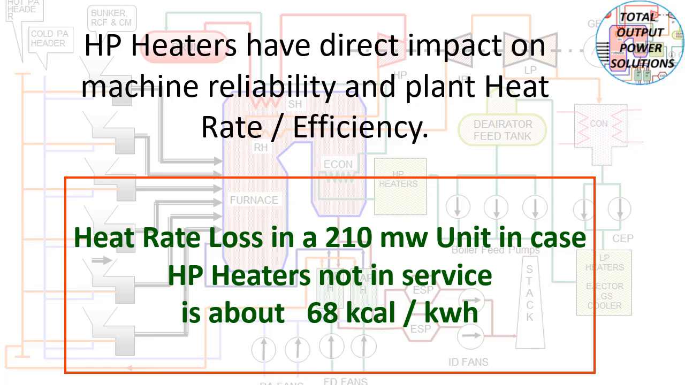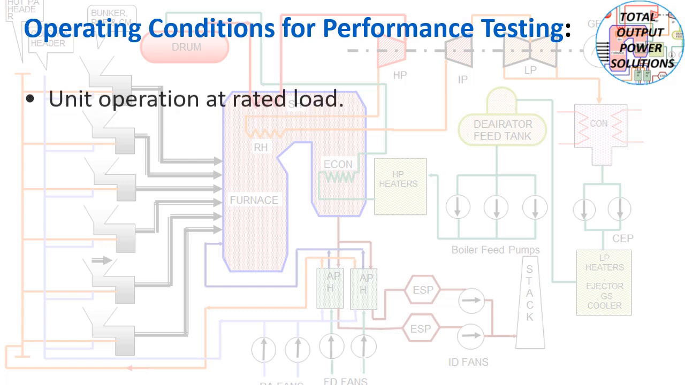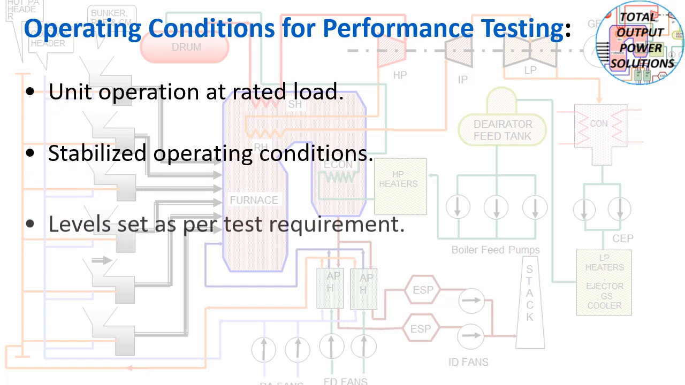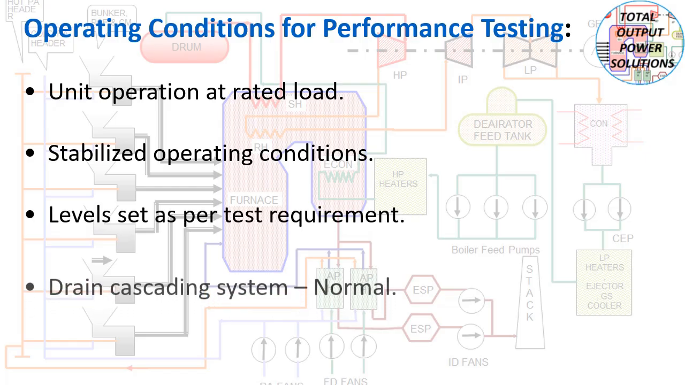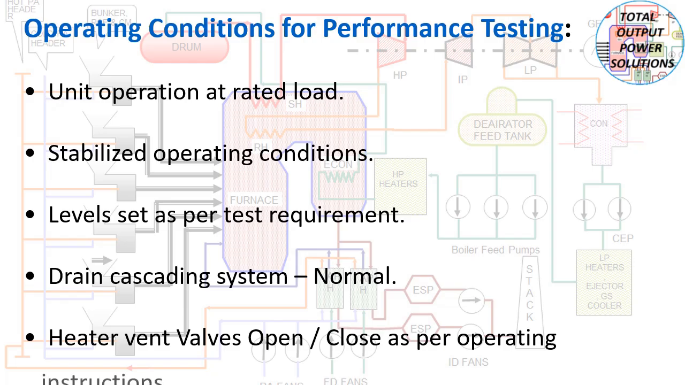Now if we want to do the performance testing, the operating conditions would be: the unit operation should be at rated load. It's a 210 megawatt load, so we will maintain 210 megawatt load. The stabilized operating condition means the unit must be running at 210 megawatt load since around an hour or so. The heater levels must be set as per the test requirement.